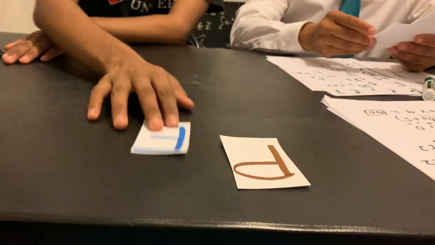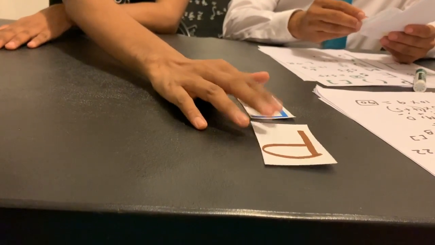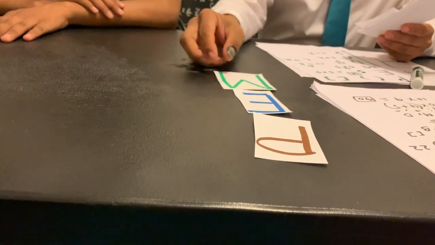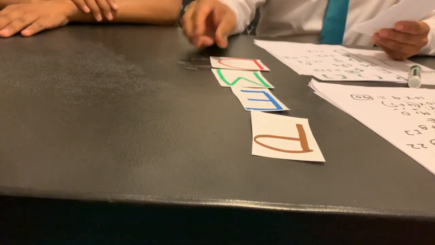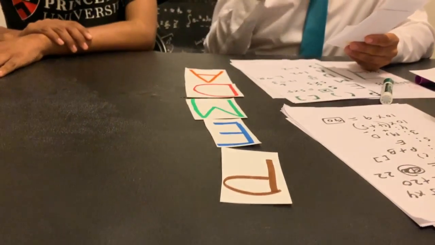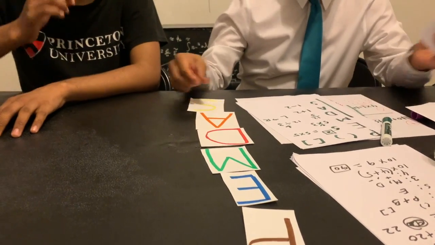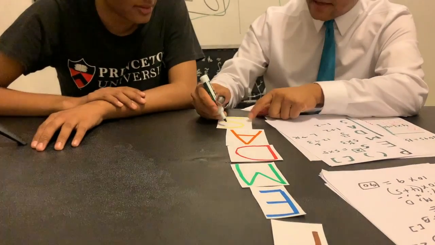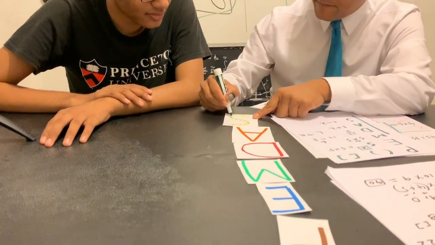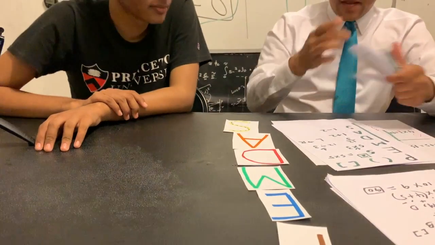E for exponent. What is this one? M for multiplication. D for Division. A for Addition. S for Subtraction. I used the wrong color. Yeah. All right.